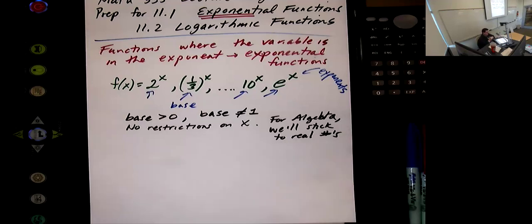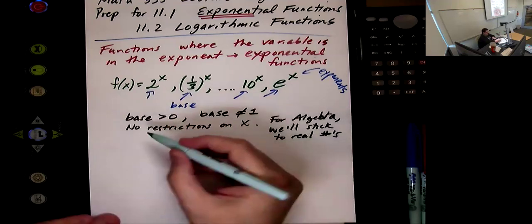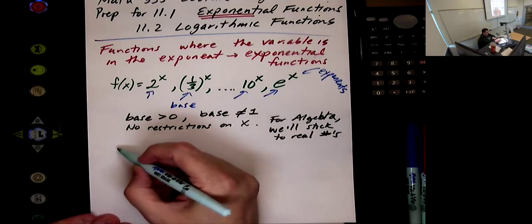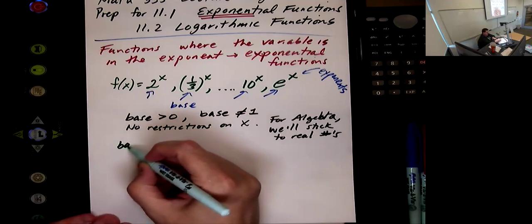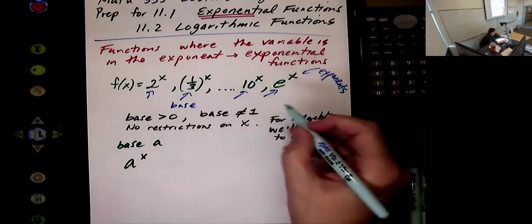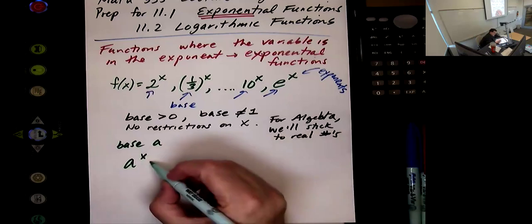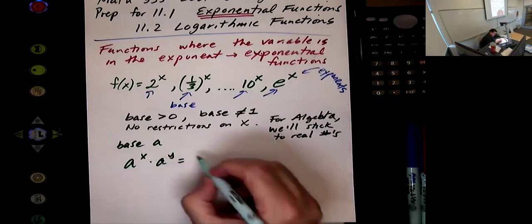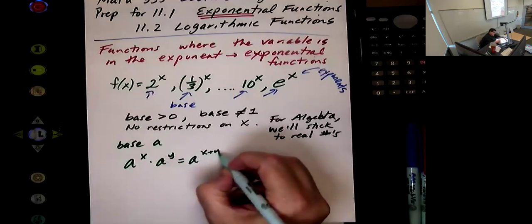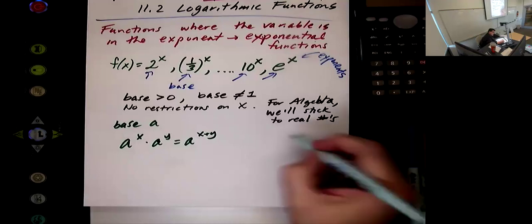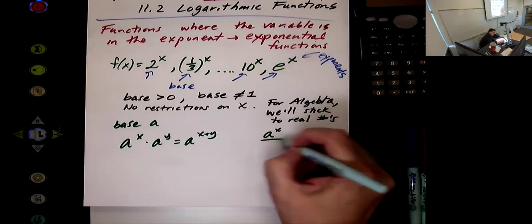So let's do a little bit of a refresher on exponent rules. I'm going to use base a, so we'll have a to the x. Recall that a to the x times a to the y: when you're multiplying and they have exponents, you add those. And if you're dividing, you subtract.